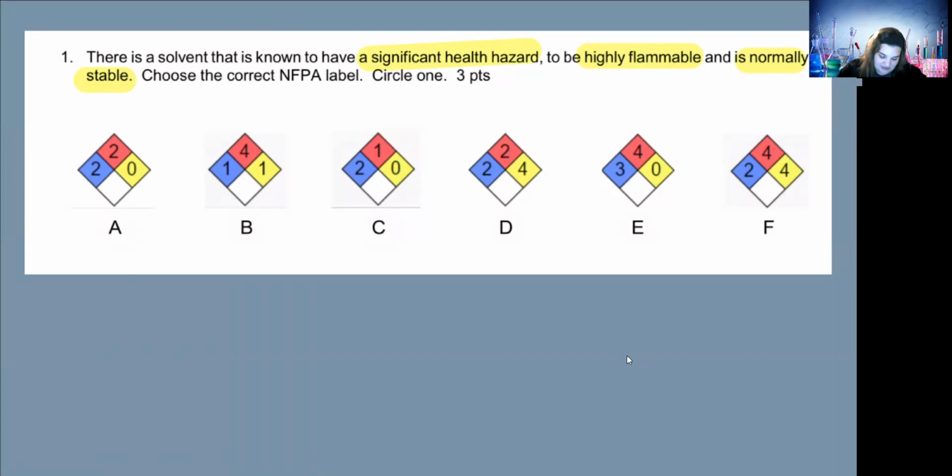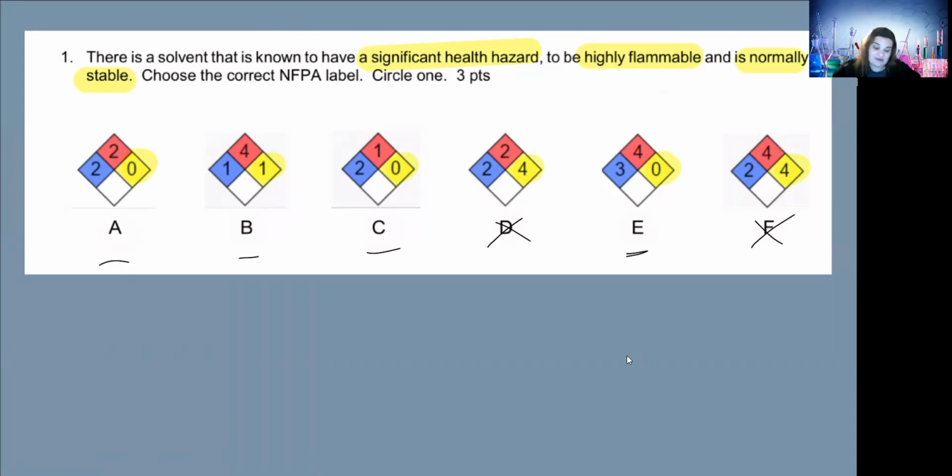So that leaves us with A, B, C, D is out, E is here, and F is out, okay? And once again, stability is going to be this guy here, okay? Those guys in yellow, that's your stability. And the lower number is more stable. We are also told that this compound is highly flammable. Highly flammable means the red one has to be a big number, right?